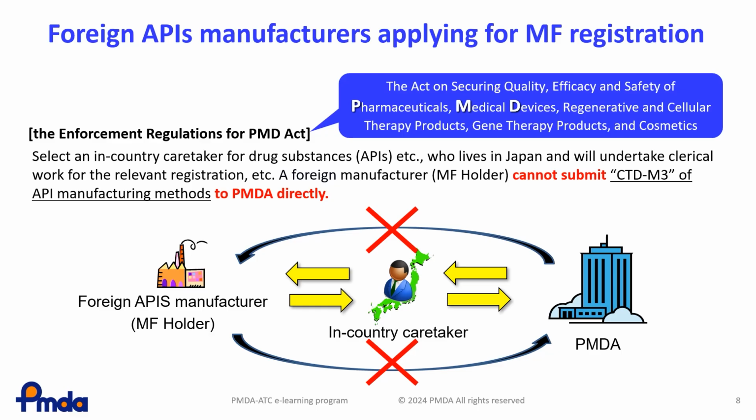Communication is also important when using the master file system. The disclosed information must be shared accurately and in a timely manner among the three parties, which are the marketing authorization holder of the pharmaceutical product, the master file registrant, and the in-country caretaker. Similarly, the closed information needs to be closely shared between the master file registrant and the in-country caretaker.